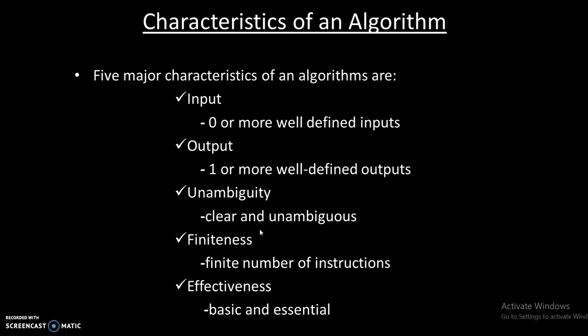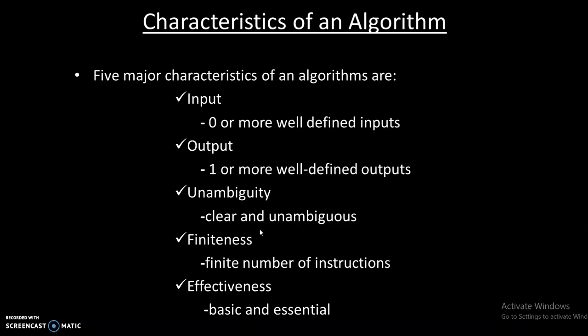The first is input. The algorithm which we have written should have 0 or more defined inputs. Then comes output. An algorithm should have one or more well-defined outputs, and the main thing is it should match the expected output of the user, which we are known.